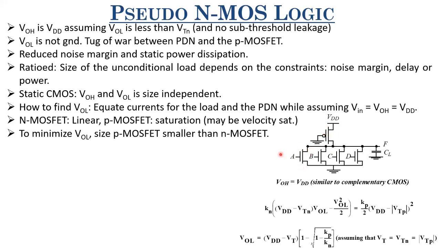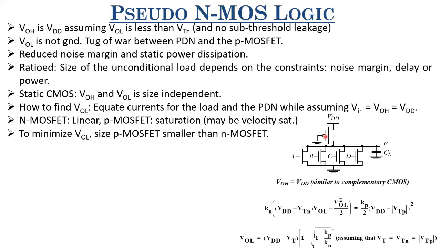And how do we make the pulling strength or driving strength higher? By increasing the width of this as compared to this. So the width of the unconditional PMOSFET here should be smaller as compared to the NMOSFET. However, there is a trade-off, right? What is the trade-off? The trade-off is when you are charging this, the tPLH of this circuit depends upon the resistance of this, right?